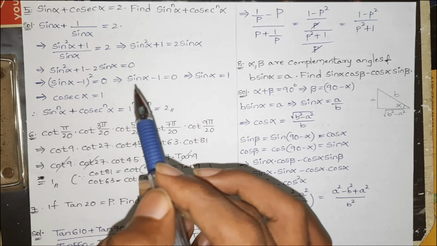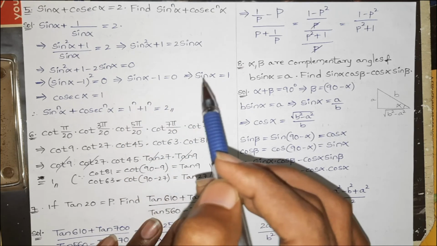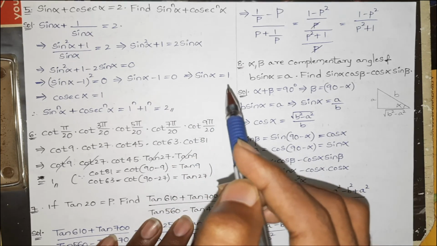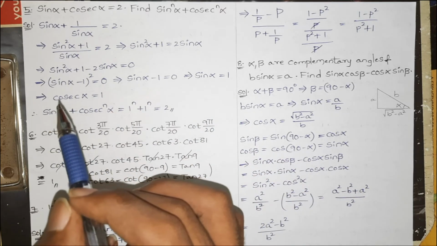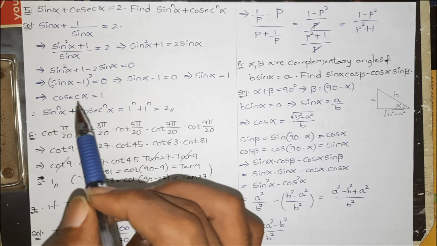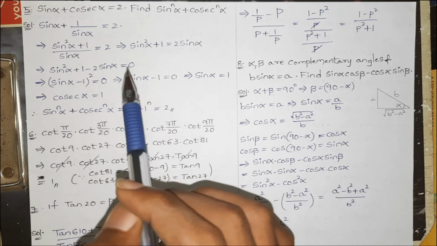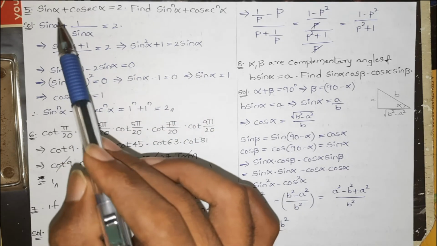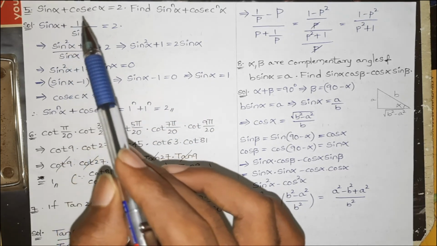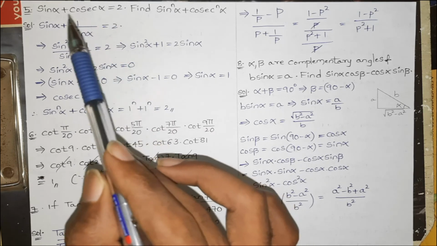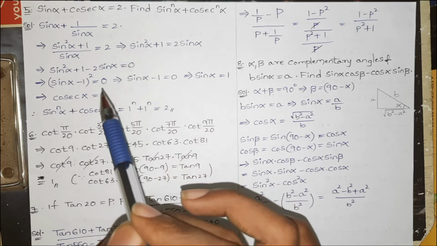That implies sine alpha minus 1 is equal to 0, and if we bring it on to the right hand side, we'll get sine alpha is equal to 1. So that implies cosecant alpha is equal to 1. How did we get this cosecant alpha as 1? We got the sine alpha value as 1. So if we substitute 1 here, 1 plus cosecant alpha is equal to 2, and cosecant alpha is equal to 2 minus 1. So we'll get it as 1.